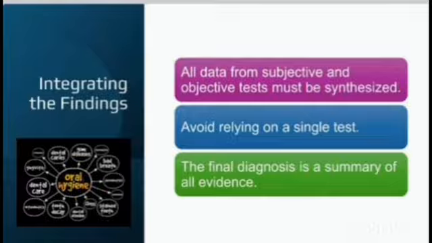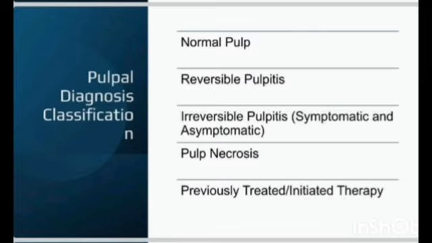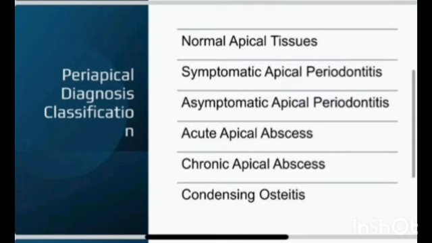So we also have advanced diagnostic aids like the CBCT, ultrasound, pulse oximetry, and laser Doppler flowmetry. And the pulpal diagnosis can be reversible pulpitis, irreversible pulpitis, pulpal necrosis, or it can be a previously treated tooth. And the periapical diagnosis can be symptomatic apical periodontitis, asymptomatic apical periodontitis, acute or chronic apical abscess, and can also lead, in the end, to condensing osteitis.